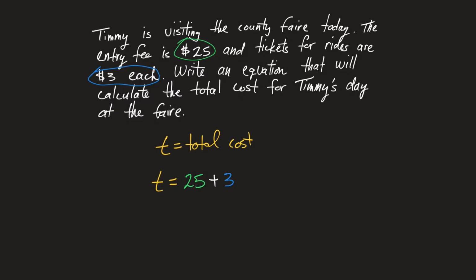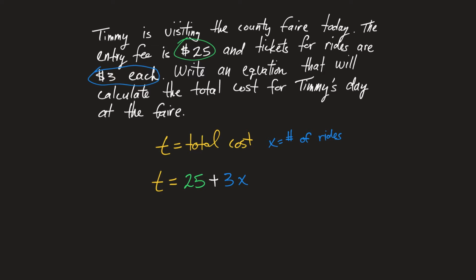But we don't know how many tickets he's buying. We know he's spending $25 to get in, but we don't know how many tickets he's buying. So to calculate the total cost, it would be 25 plus 3 times, and we'll call this 3 times x. And x is the number of rides, so number of rides Timmy will take.